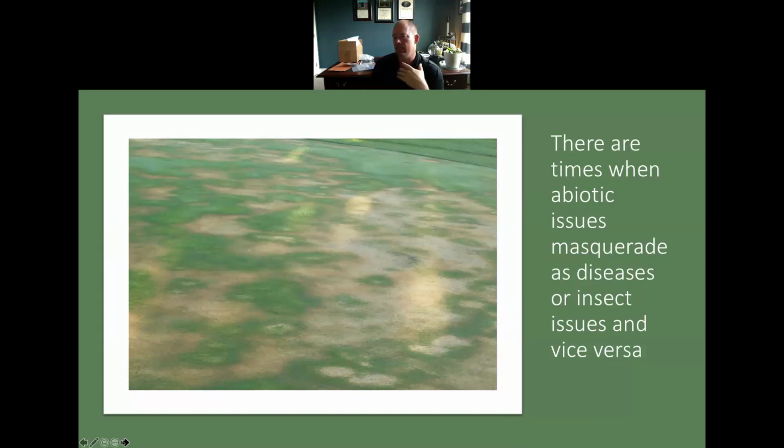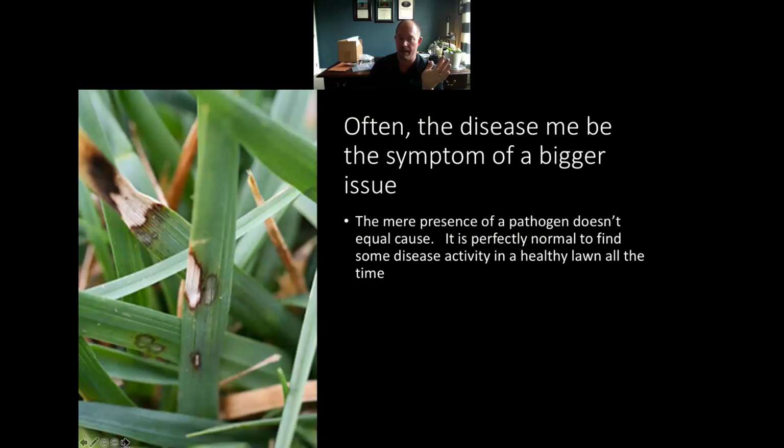There are many times that we see in a lawn care situation or a turf situation in general where abiotic issues masquerade as diseases or insect issues, or we also see the reverse, vice versa, which is that you might see insect or disease issues masquerading as an abiotic issue. More often, the disease itself is a symptom of a bigger abiotic issue. So the mere presence of a pathogen doesn't equal cause. So, again, it gets back to the adage, do we treat the symptom or are we trying to cure the disease?